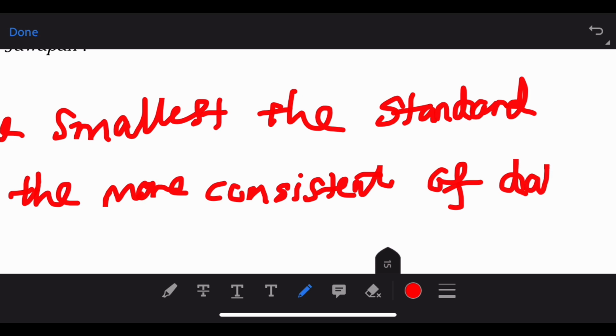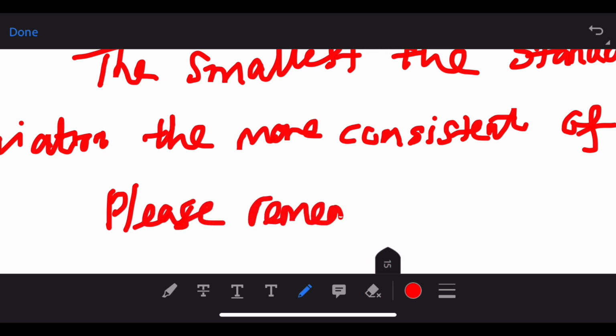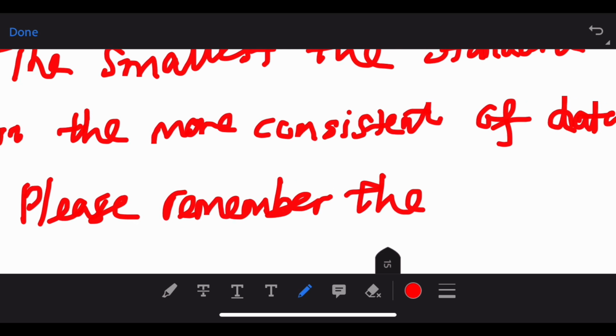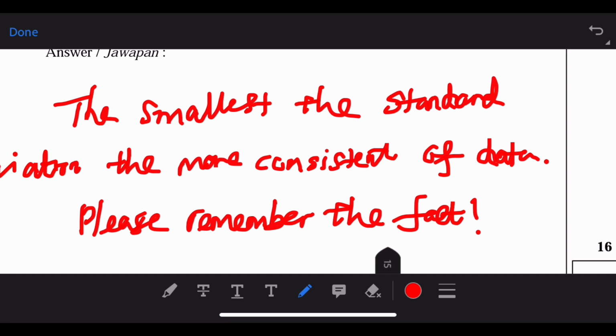Okay, let's continue with the next question after we do the statistic. But before that, please remember the important concept that I just highlighted to you. So for you to do well in the exam, you have to keep on practicing so that you can memorize the concept well. Alright, so next question now.